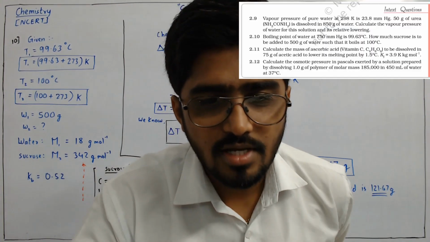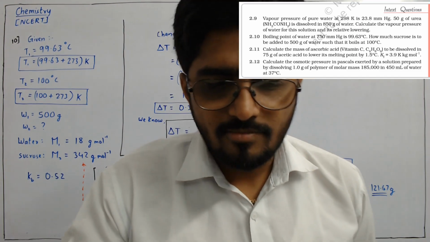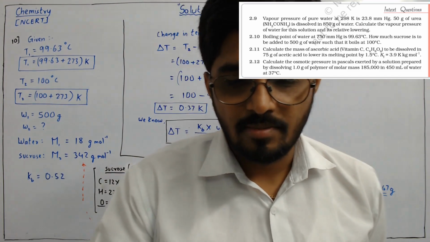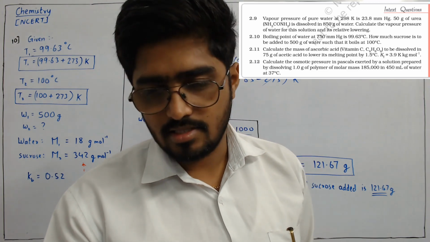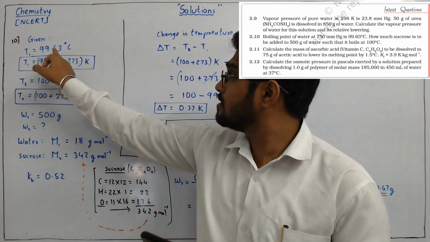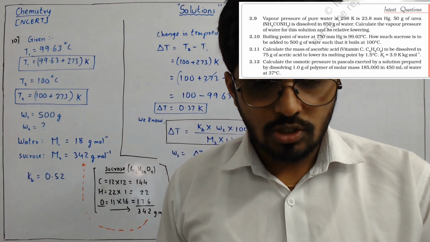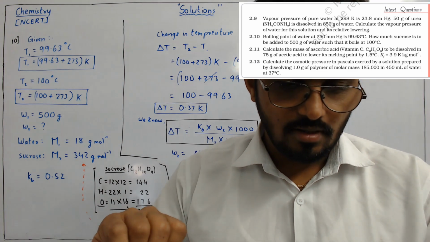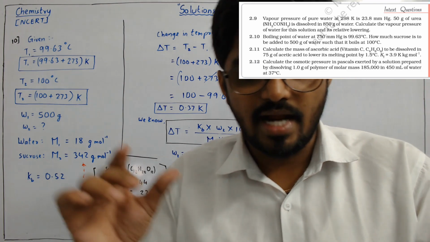Okay, students, read question number 10. Everyone read the question. Boiling point of water at 750 mmHg is 99.63 degrees Celsius. That is, the initial boiling point of water is given as 99.63 degrees Celsius. How much sucrose is to be added to 500 gram of water such that it boils at 100 degrees Celsius?